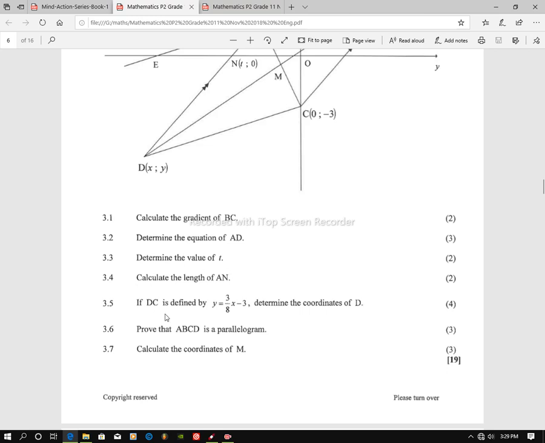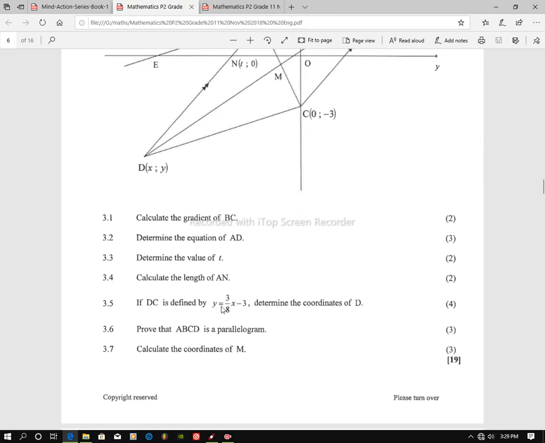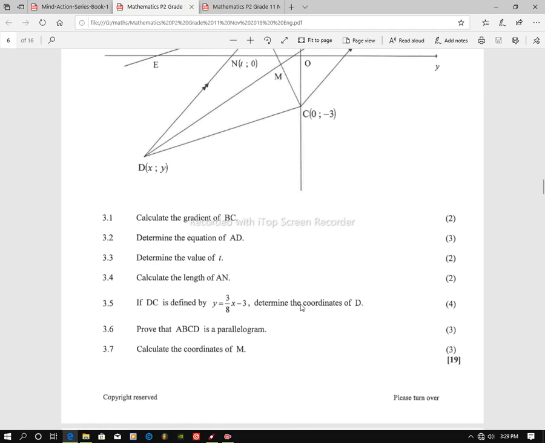So let's see, DC is defined by this, the equation of DC, and determine the coordinates of D. Wow, this is amazing. So they want the coordinates of D. We are given the equation, but we don't have anything to substitute into this equation. So how are we going to handle this question? This might be very tricky.